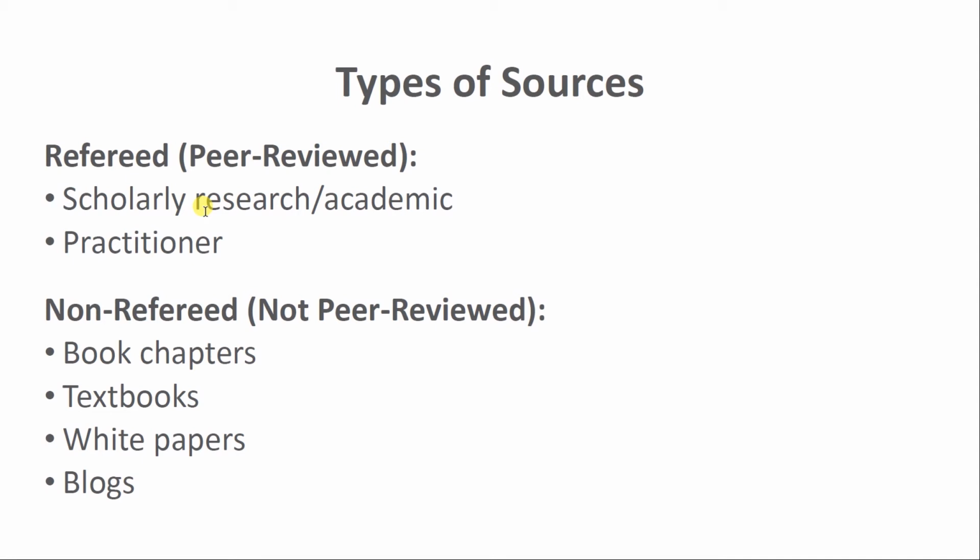So within that refereed category of peer-reviewed articles and sources and so forth, we have what is called scholarly research or academic research, and this tends to be very focused often on theory development and furthering theory and building theory and so forth. And really kind of understanding what is at work here, understanding and explaining a phenomenon, as well as trying to predict and describe and so forth.